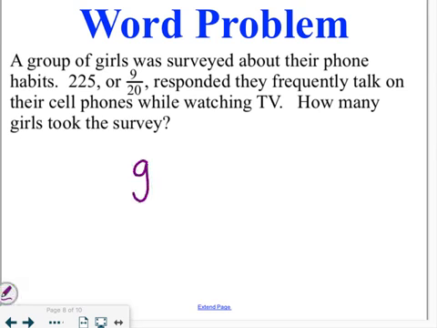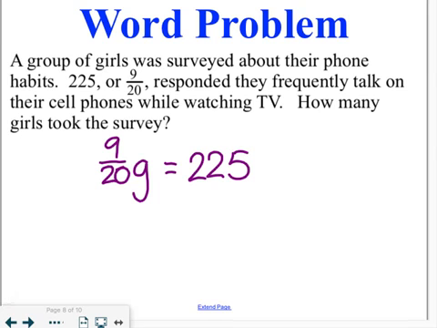Then we know that 225 said that they talk on the phone while watching TV. This is 9/20 of the people surveyed. Of tells us we're doing multiplication. So we got 9/20 of our total group is equal to 225.